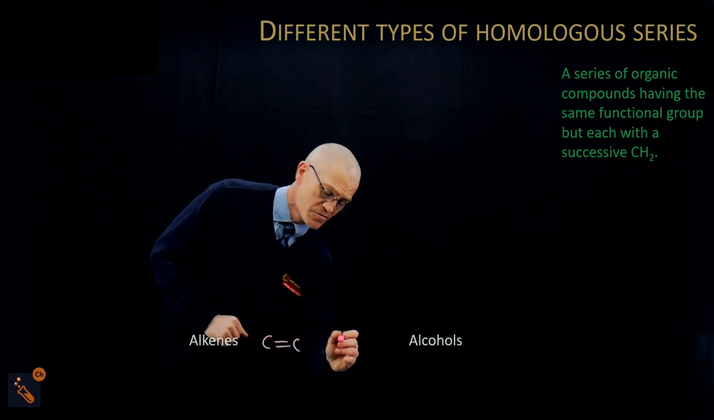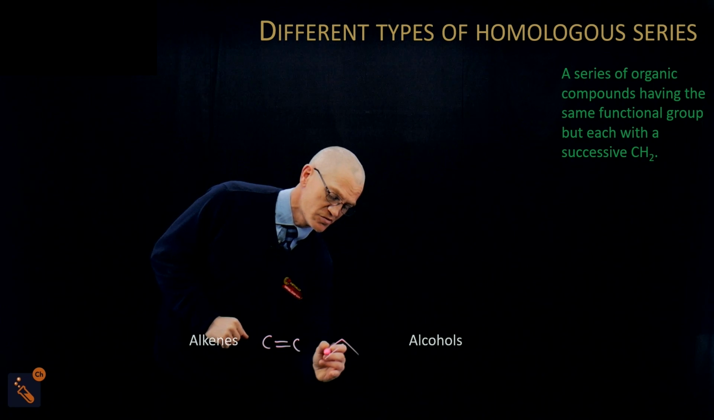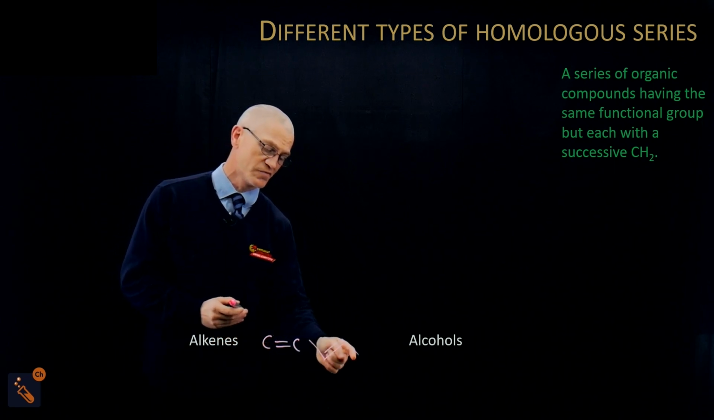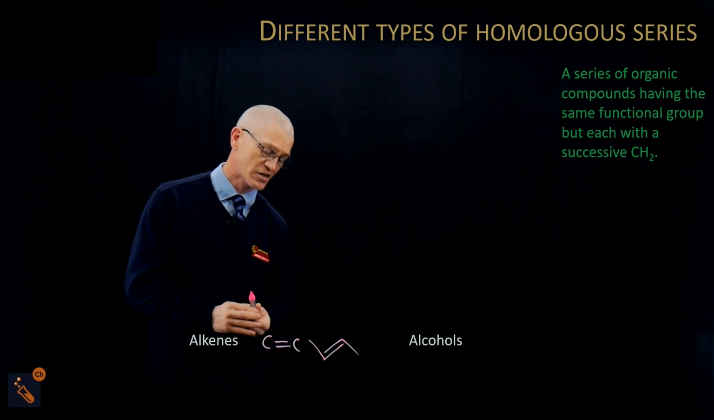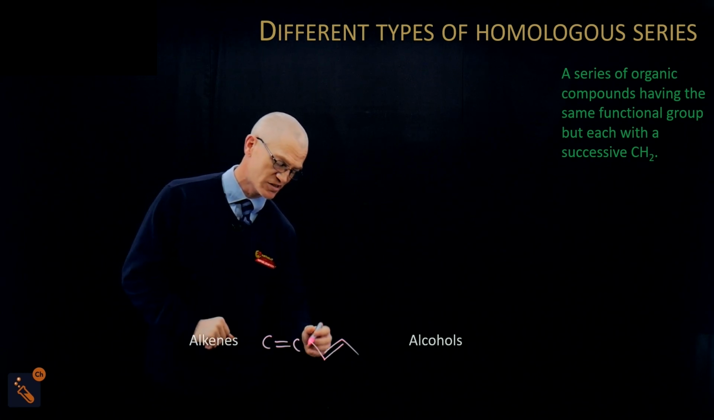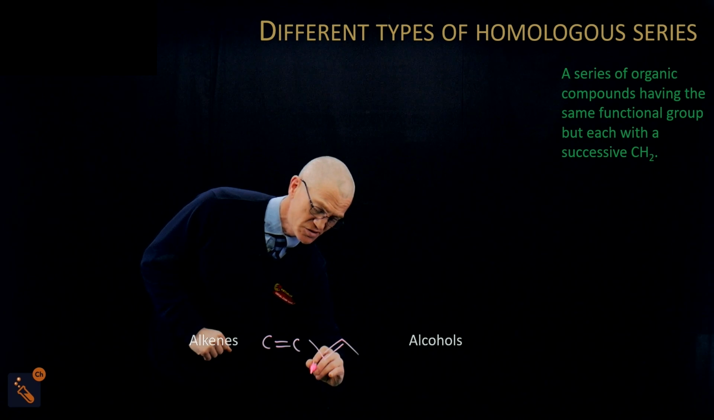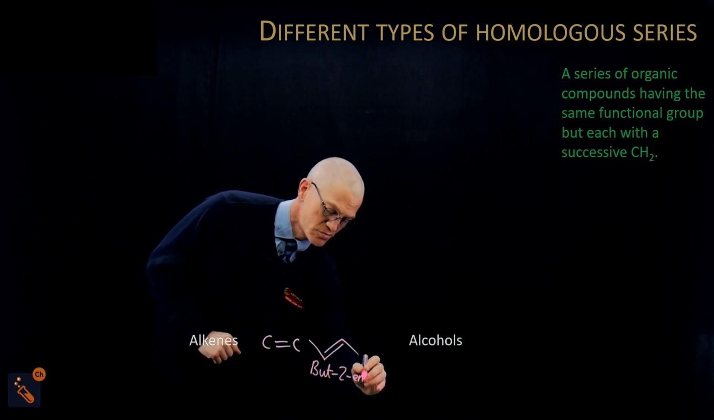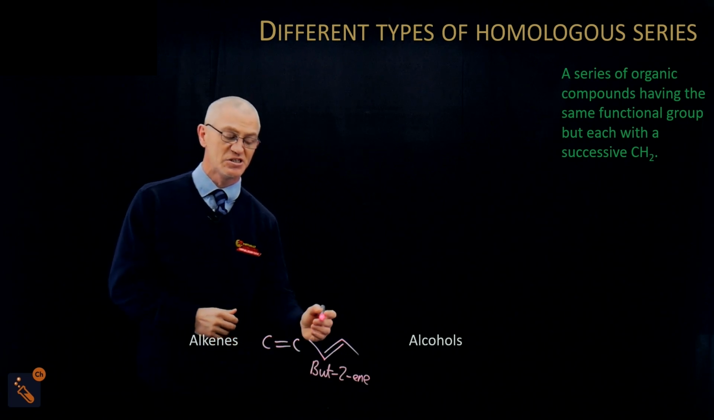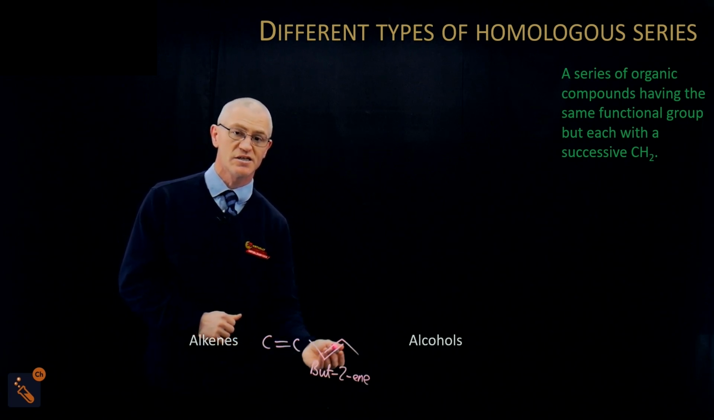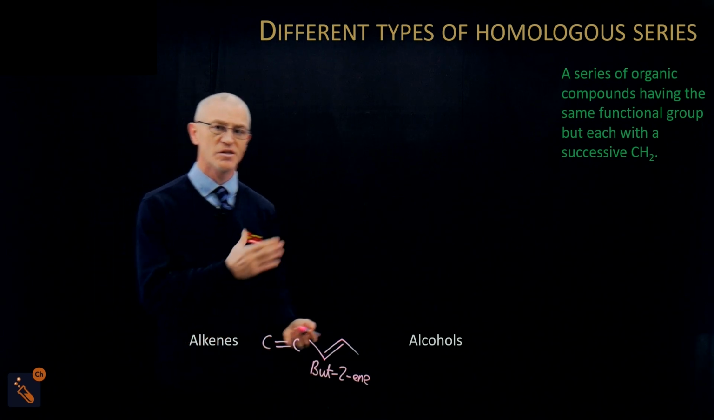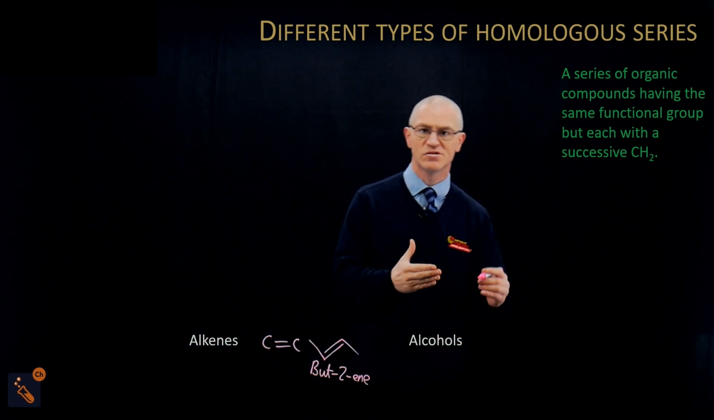So this one, there's your double bond, and then there's your skeletal formula. So that is 1, 2, 3, 4. What do you think the name is? Think about it, maybe write it down. Okay, so that 4 is but-. And it's at position number 2. So the alkene is position number 2. That's 1, that's 2.